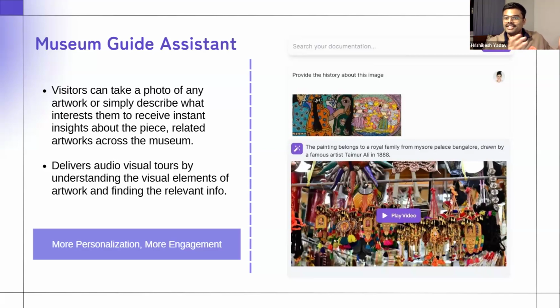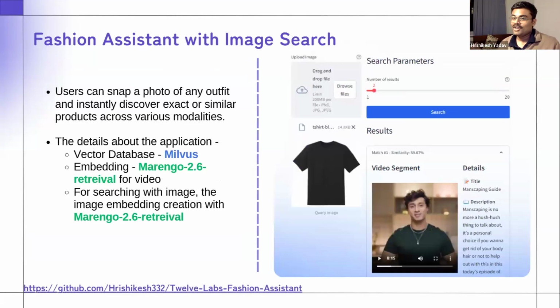So these were all the use cases, very diverse use cases, from surveillance to organization to museum as a tourism part. So you can understand it has a varied domain use case which the product can be built on. And now we will be focusing on a very important use case, and we'll be seeing how it is being developed: the fashion assistant with image search.